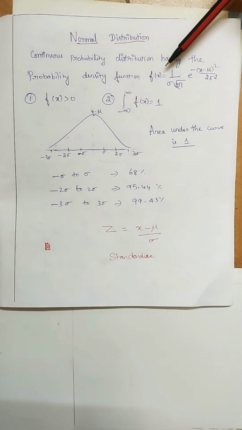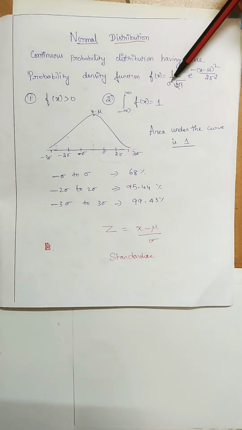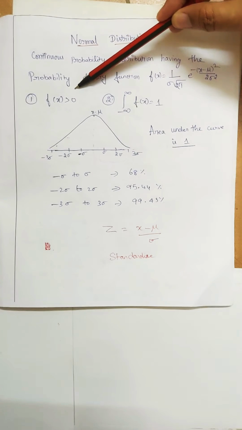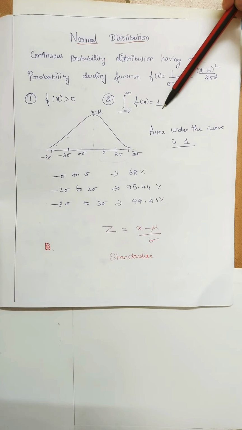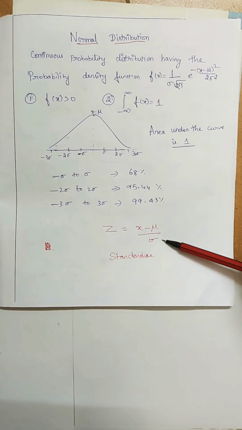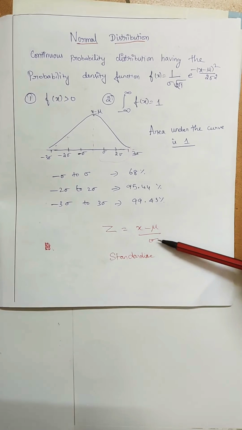They've given the function as 1 by sigma root 2 pi e power minus of (x minus mu) the whole square divided by 2 sigma square. Here the condition is the same. Each probability value should be greater than 0 and their summation should be equal to 1. Now in these types of problems, every time we are not going to integrate like how we did in exponential. We will standardize this by substituting z is equal to (x minus mu) by sigma.